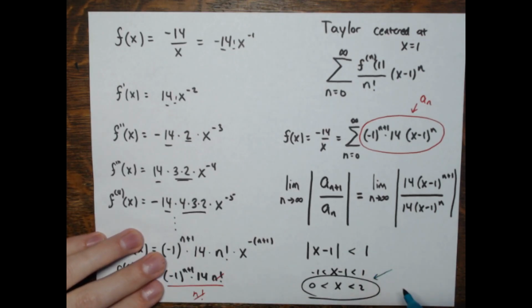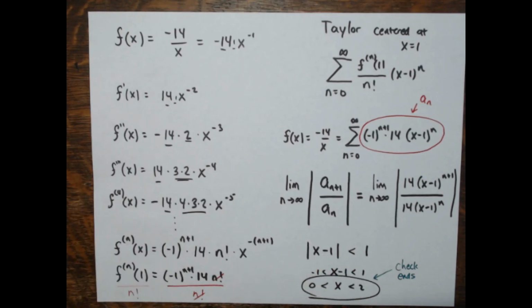But the thing about this is, though, I didn't know that this was some geometric series, so I have to check the ends here. Don't forget, when you use this ratio limit, you have to check the ends, because at the ends, when x equals 0, when x equals 2, this limit is 1. Remember, the ratio test was inconclusive when the limit was 1. So I got to check the ends.